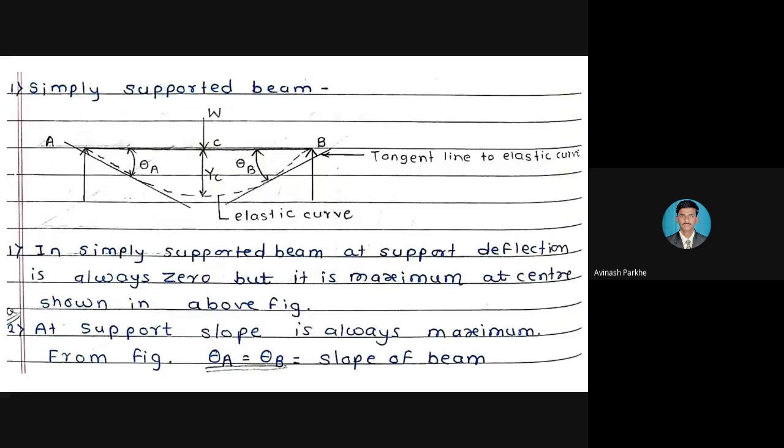Now I have explained. So here in this particular chapter we have to study only two types of beam. One is the simply supported beam and another is the cantilever beam.